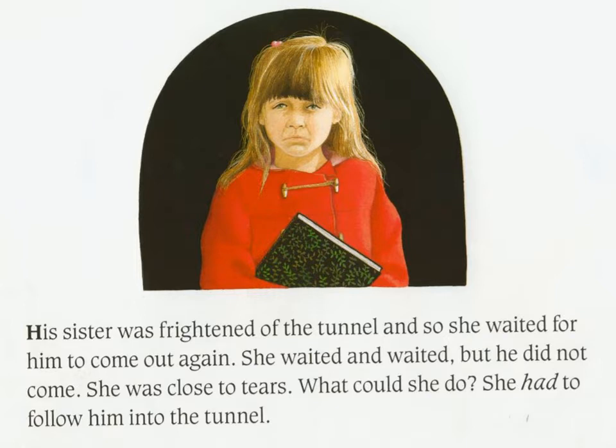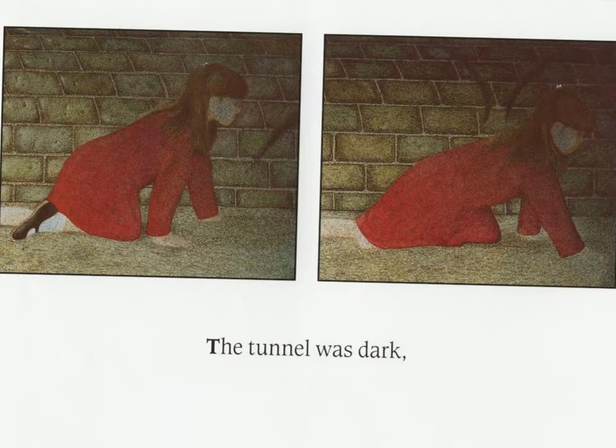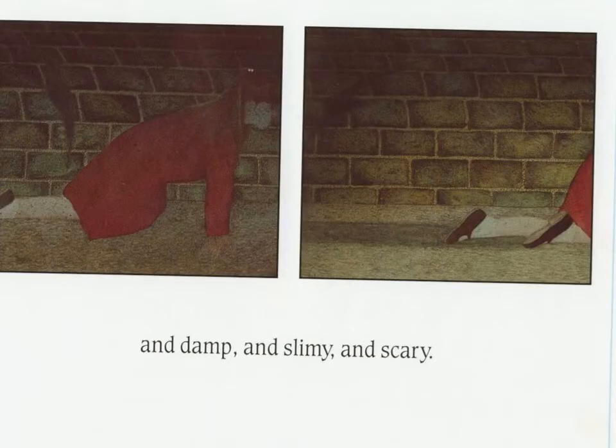This is where we finished the story off last time then, so let's read this a little bit again. His sister was frightened of the tunnel, and so she waited for him to come out again. She waited and waited, but he did not come. She was close to tears. What could she do? She had to follow him into the tunnel. Where's she going? The tunnel was dark and damp and slimy and scary.